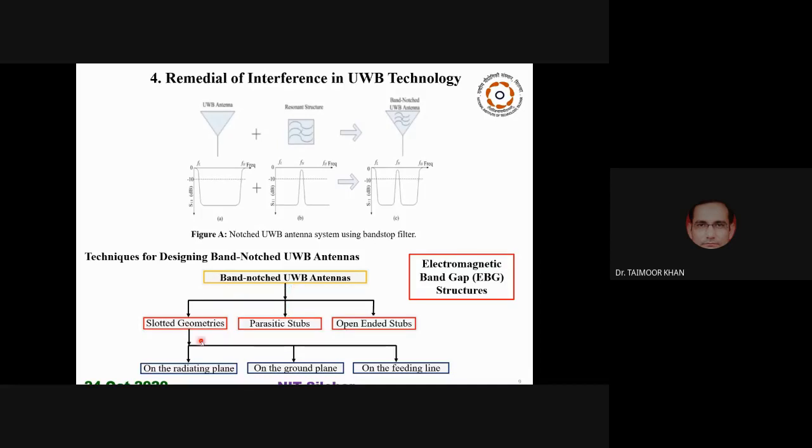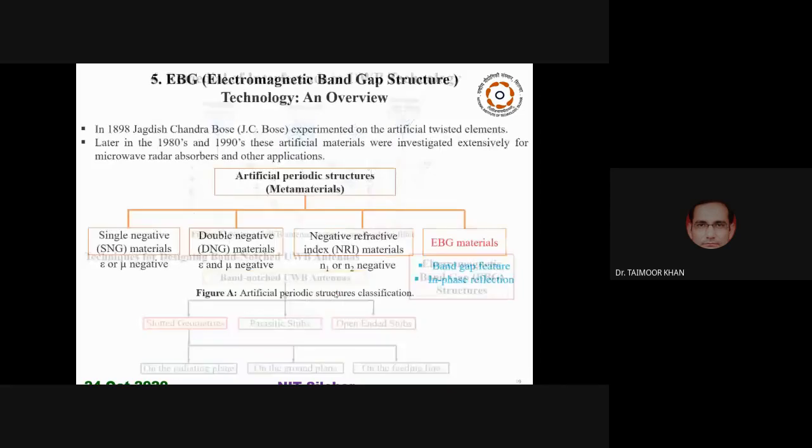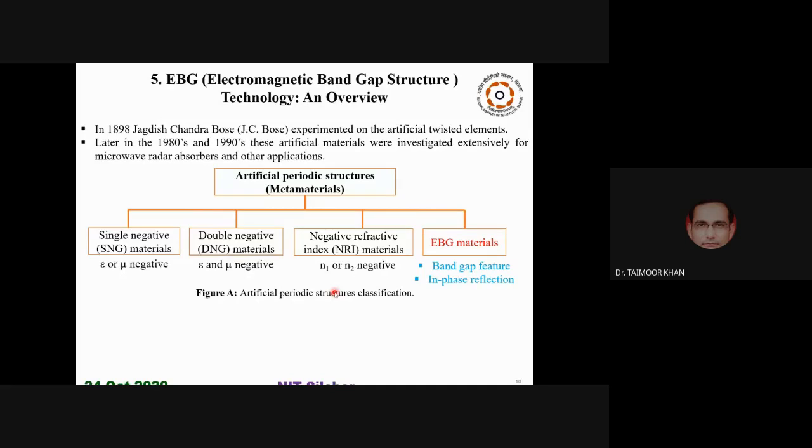Apart from this, because these have certain drawbacks in terms of complexity and other aspects, another solution for creating band notch characteristics came in the form of using the electromagnetic band gap structure, EBG structure in short. Now, how did the EBG structure journey start? It was started long back by an Indian, Jagdish Chandra Bose, in the 1890s. But at that period of time, limited resources were available for experimental verification. That's why people did not accept it.